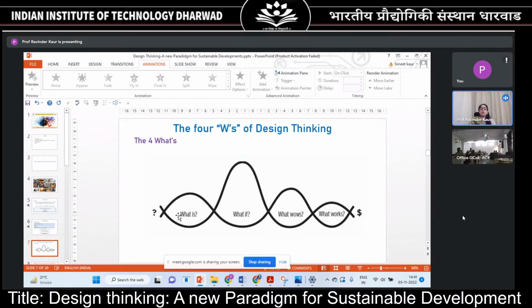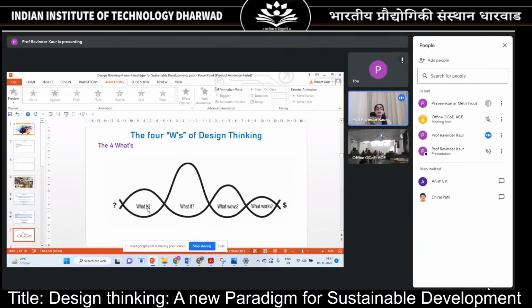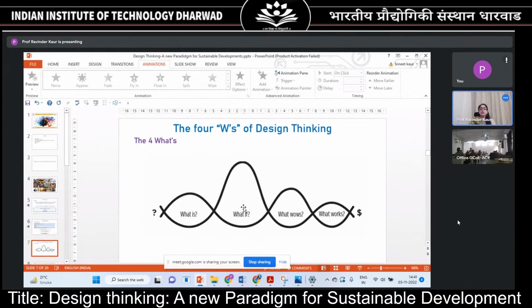Then the second is what if. That means we come up with a large number of ideas. What if we do this, we can give a sustainable solution, or we can give a user centric solution. So what if, you can see, is a bigger area. It's talking of a large number of solutions, and we try all these things. That means it is including a number of ideas to reach a solution of the problem. But obviously one of them or two of them would work the best.